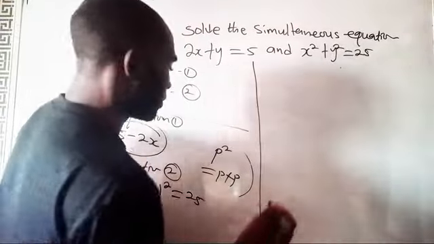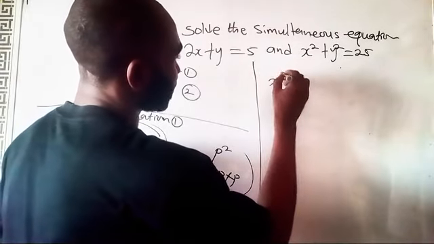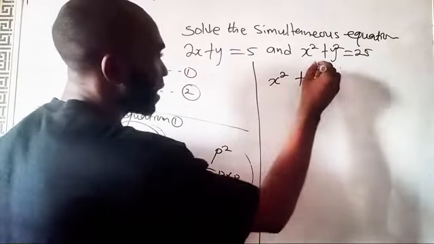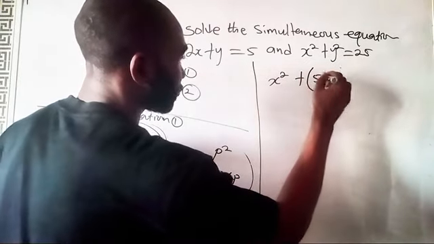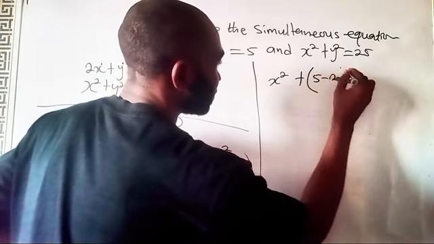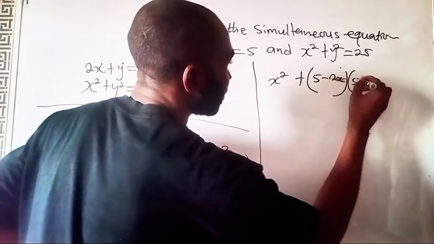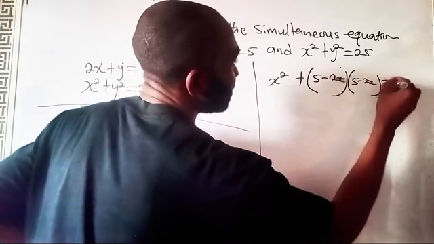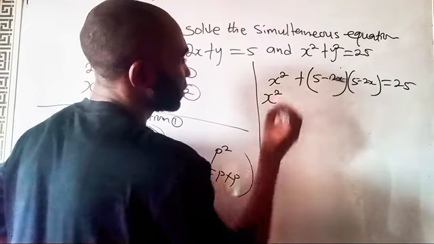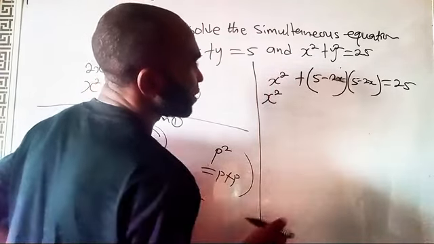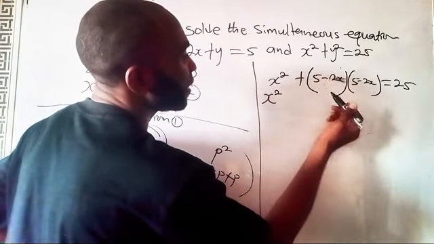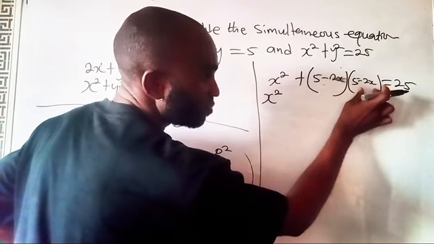So we are going to have x squared plus, since we have two of these brackets, I will now have the first bracket as 5 minus 2x. Then I'll still have another one as 5 minus 2x. Everything is being equated to 25. So here I will now have x squared. So I will use the first bracket to open the second one. In doing that, everything from the first bracket has to multiply with this second bracket.